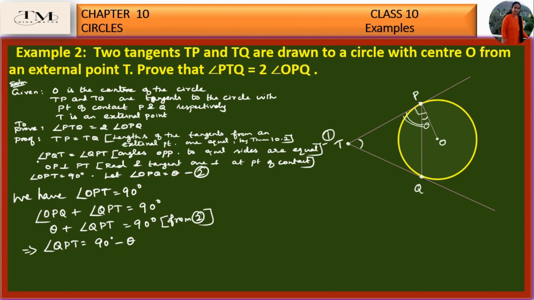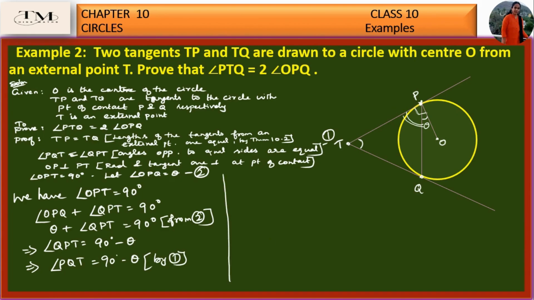Here we have angle PQT and angle QPT are same because angles opposite to equal sides are equal. So as we got QPT is equal to 90 minus theta, then PQT will also be the same because both QPT and PQT are equal. So we can write angle PQT is also 90 minus theta, by equation 1. Okay, children. So these are the things we got.